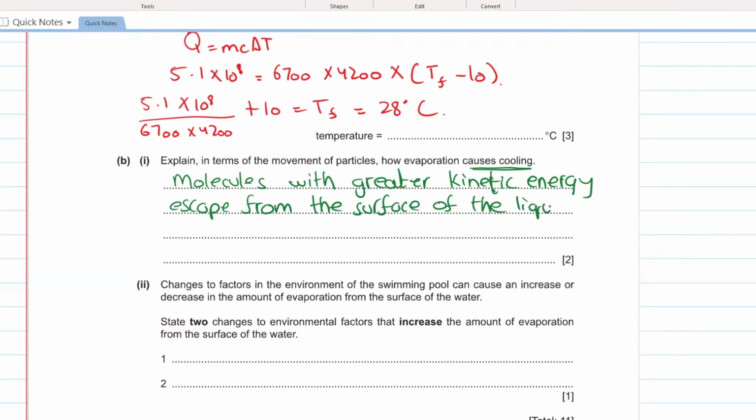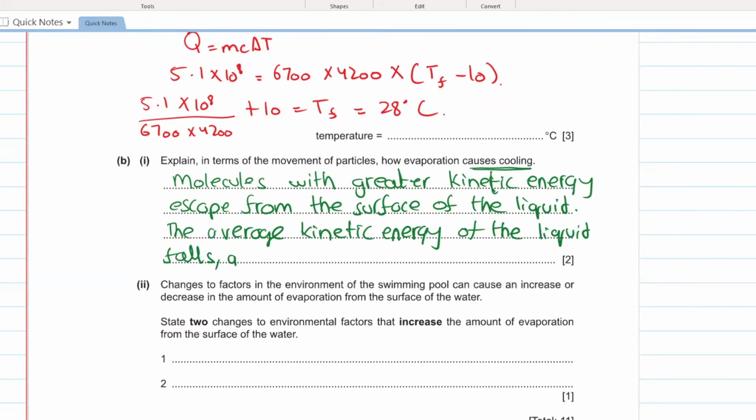What happens next? बेटा next क्या होता है? The average kinetic energy of the liquid falls, this causes the temperature to decrease.